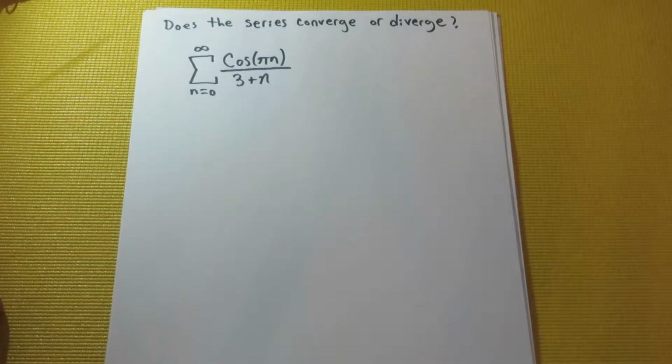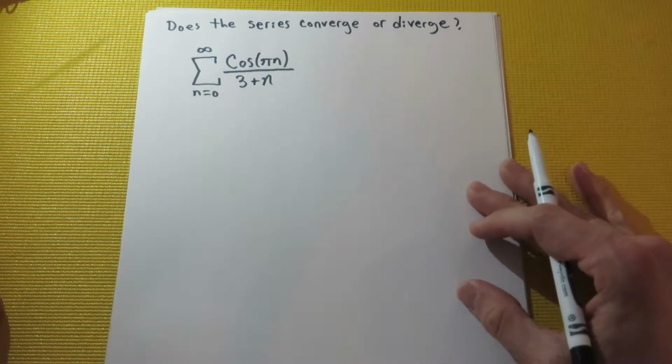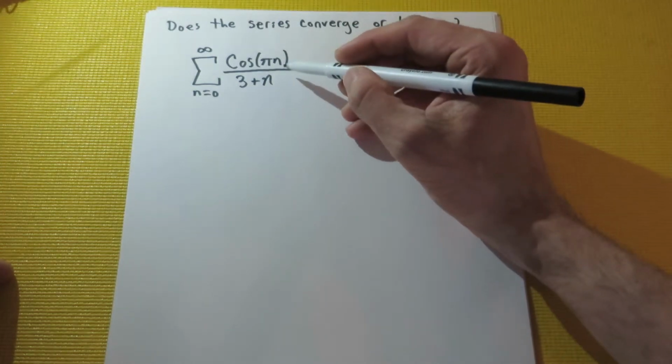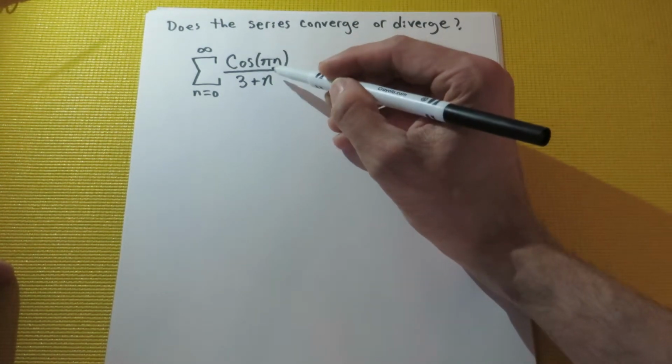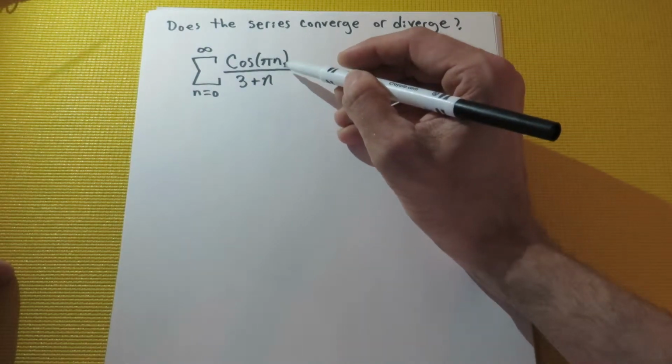So we're given a series here, and we're asked, does it converge or diverge? We're not asked to evaluate it. We just want to know if it shoots off to infinity or if it converges to some finite value. And the first thing to notice is that we have cosine of pi times some integer here, n.